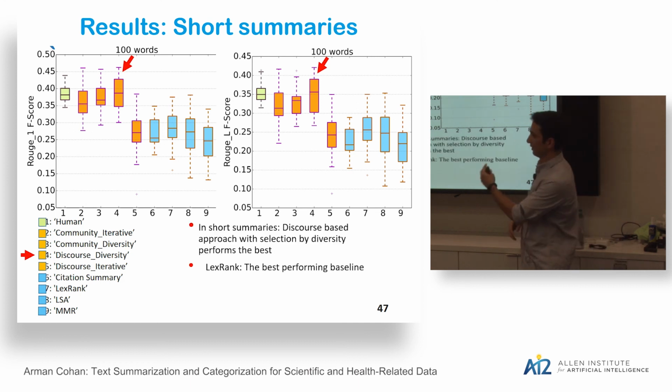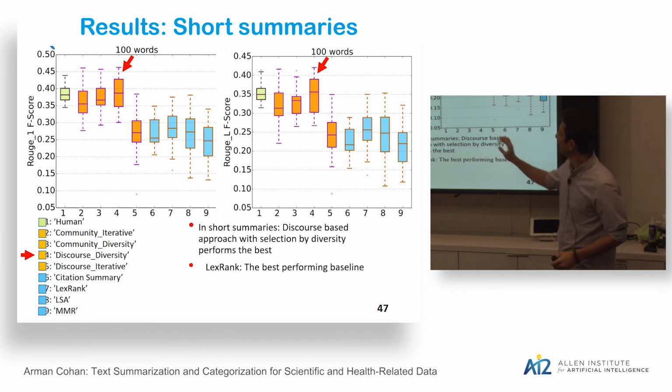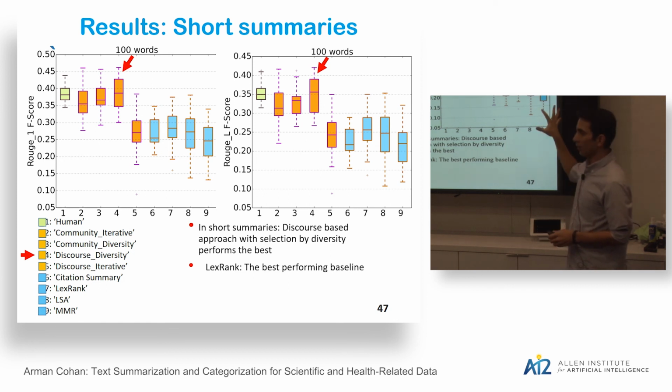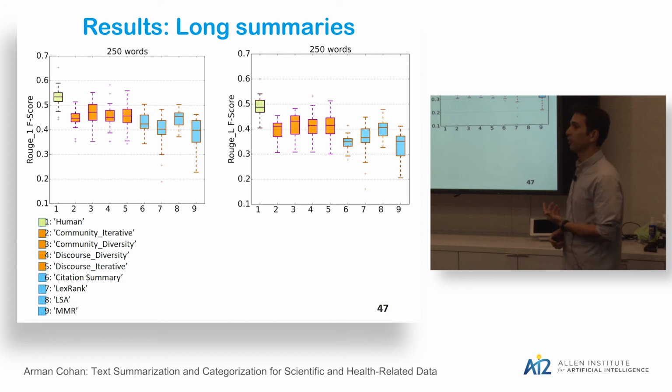On your left, it's Rouge 1 scores, and this is Rouge L scores. And we can see that these are 100-word summaries. If you move on to longer summaries, we can see that our methods are still working well, but they're not working as well as human.